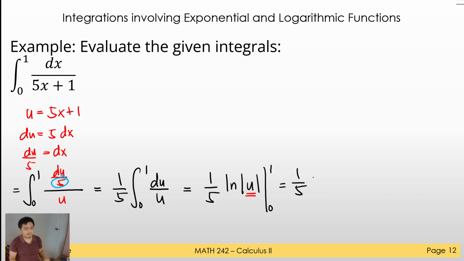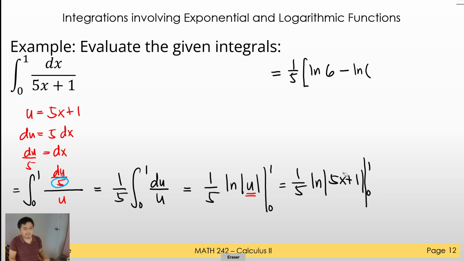So this is equal to 1/5 ln of 5x plus 1 from 0 to 1. Okay, and then simplifying this, sorry, I placed it here. So we have 1/5, and then substitute the 1 first. So we have ln, so 5 plus 5 times 1, that is 6. So we have ln 6, and then minus, this will be 0, so ln 1.